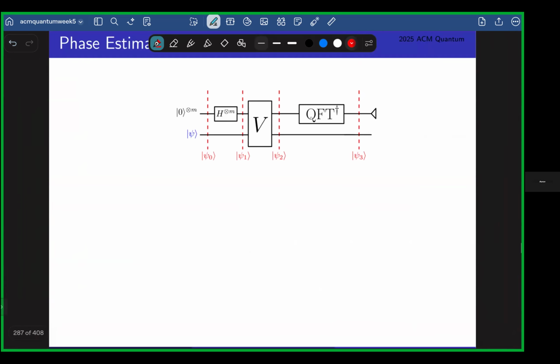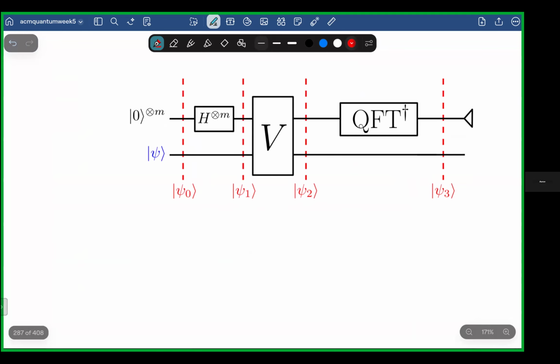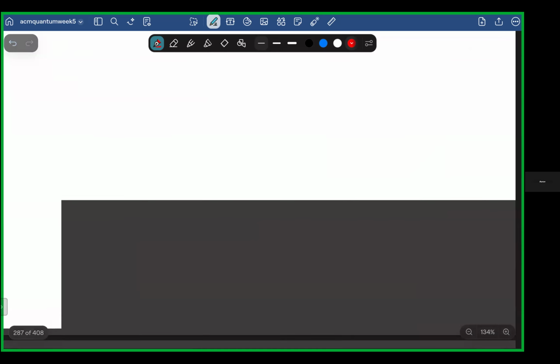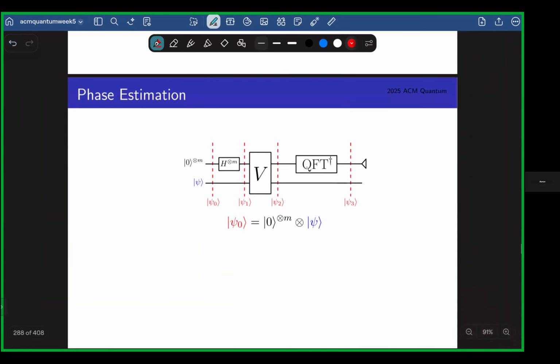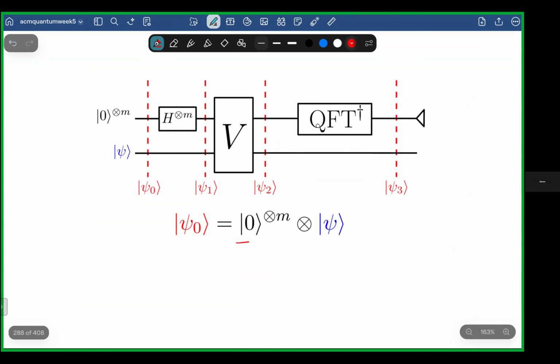Okay, let's label our states. These are our states, psi 0, psi 1, psi 2, psi 3. Let's calculate what they are. Psi 0, we haven't done anything. It's just the same as the inputs, 0, m times. Remember, m is how precise we want our answer to be at the end, because at the end we measure those m. So this is an m-qubit register, remember. It's not 1 qubit, it's m qubits. And then the second one is some psi. That's also multi-qubit. That's not 1 qubit.